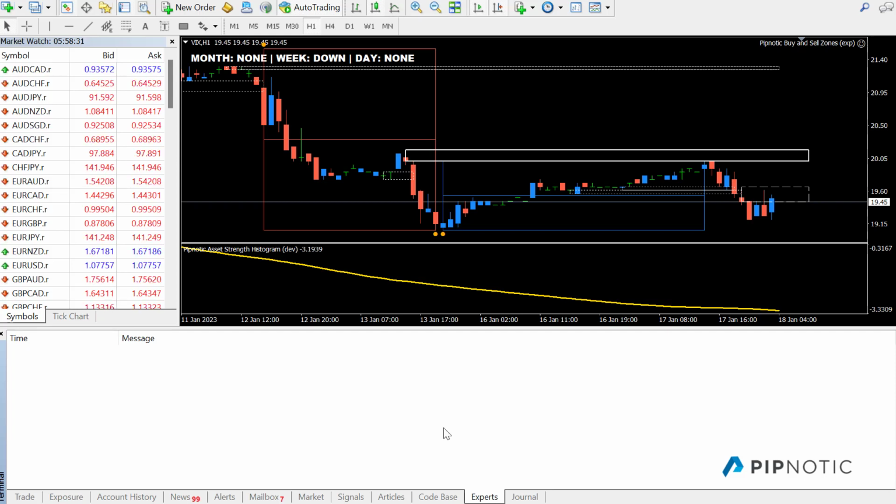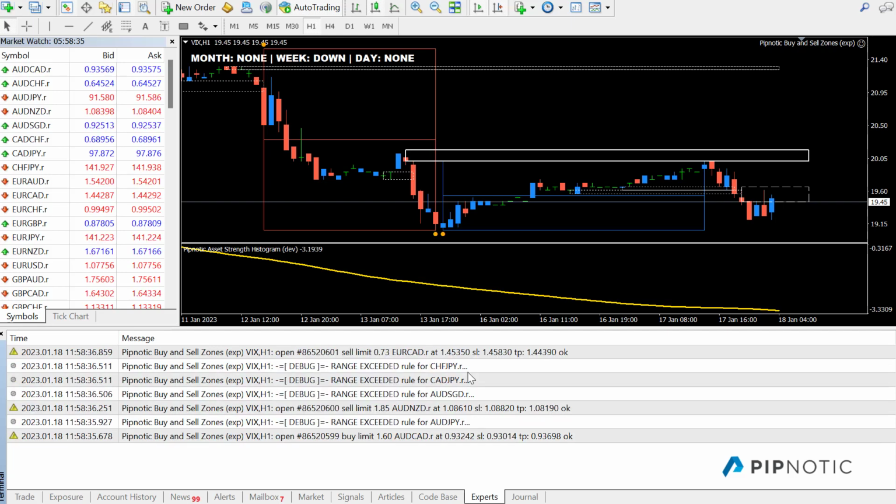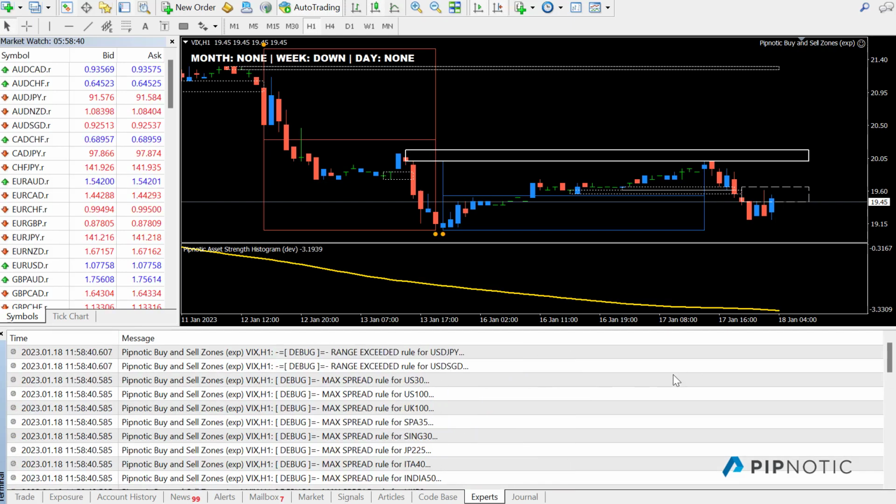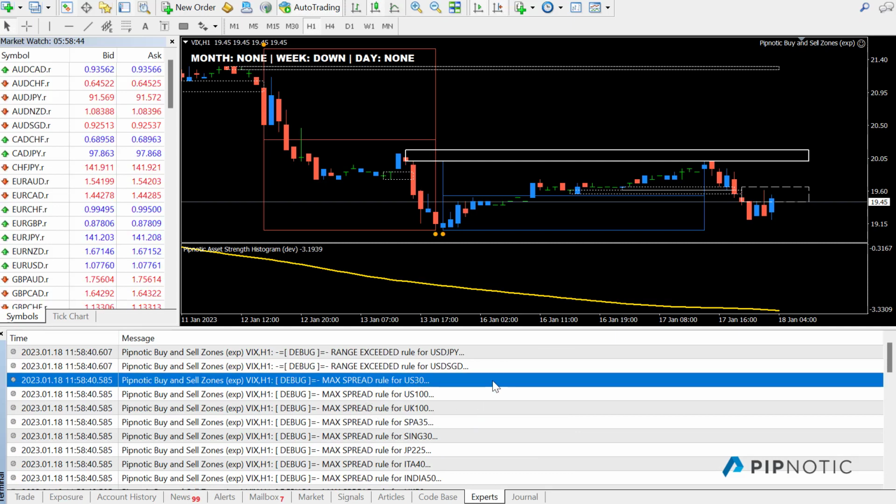You can see here, once it's ready, it'll look at the configuration and start scanning. It's opening a bunch of trades. These are pending limits, and it's moving around some of them. It says max spread on the S&P 500. That makes sense, the market's open, so it closed.